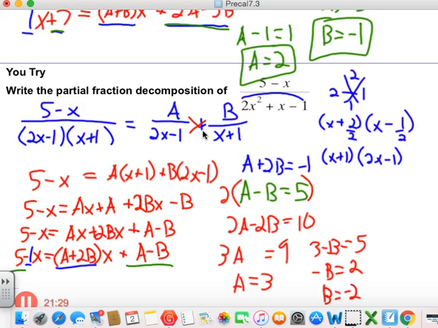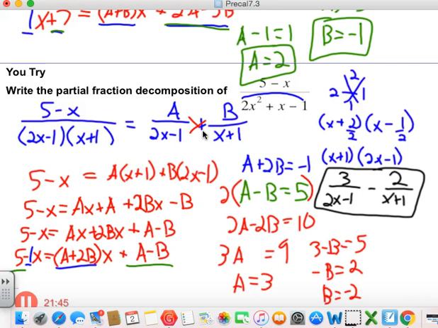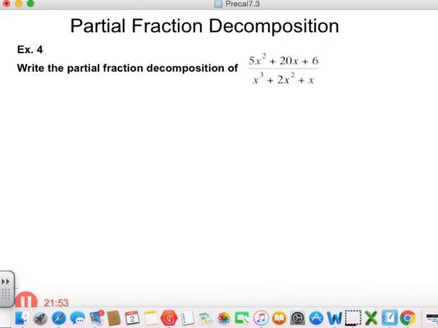So now I can write my partial fractions. A is 3, so I'll have 3 over 2x minus 1. And then b is -2, so again I'll put a minus right here, and 2 up top, and on the bottom x plus 1. So there are my partial fractions that, if I added them together, would give me 5 minus x over 2x squared plus x plus 1. Okay, so let's go on and look at one that might be a little bit more complicated.